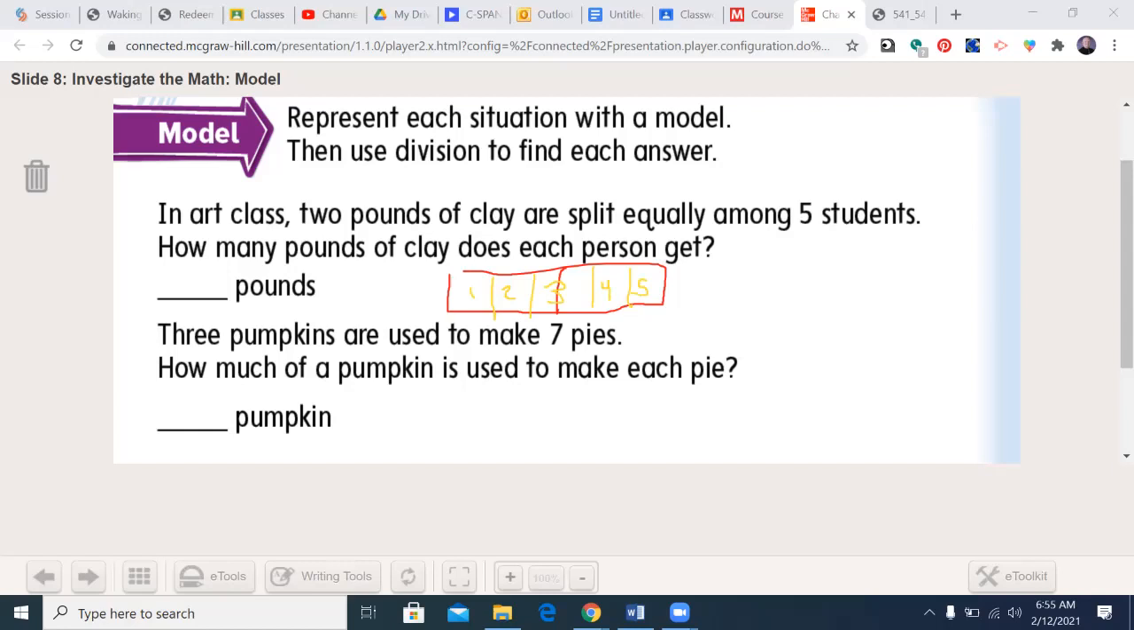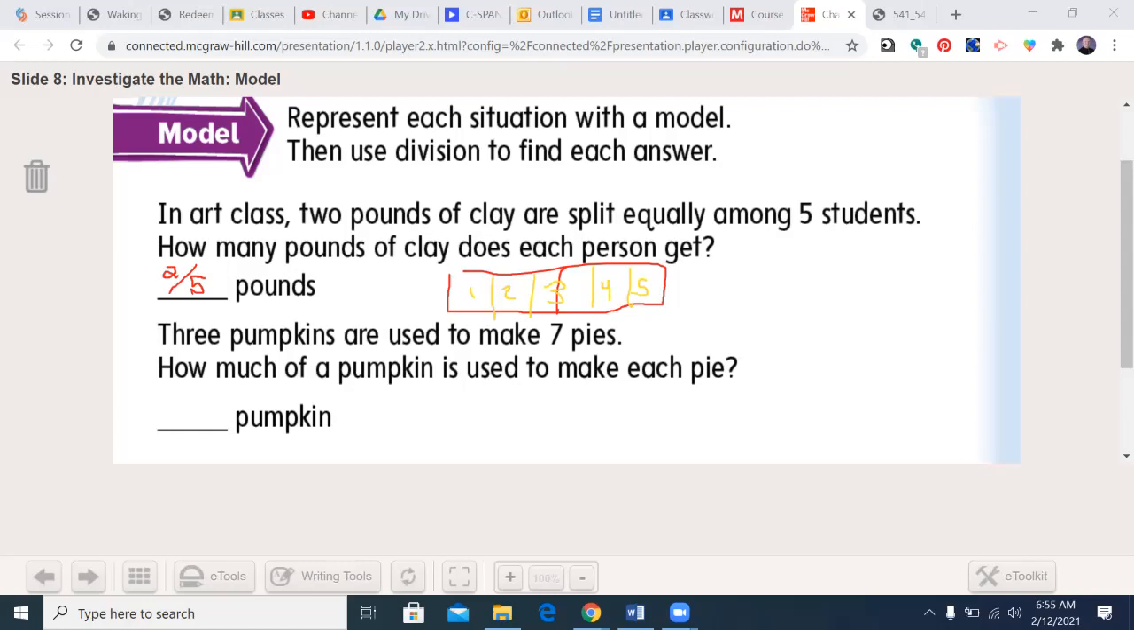There's a way to write this, though. I got 2 pounds of clay divided amongst how many people? 5. So it comes out as 2/5 pounds. And we'll later teach you how to convert this into a decimal. But for right now, this is kind of where we're at.